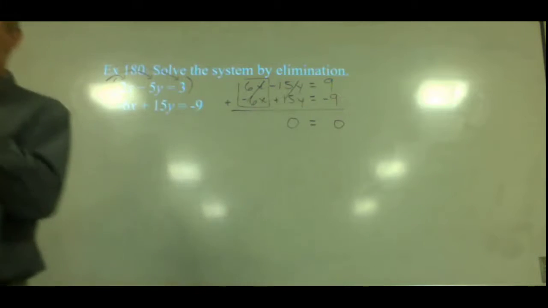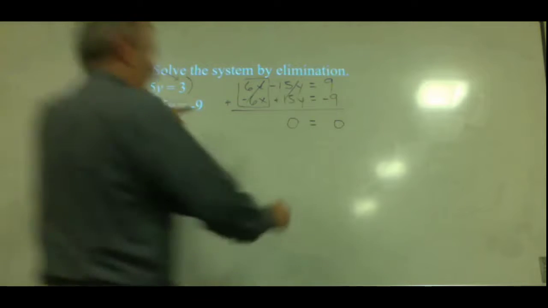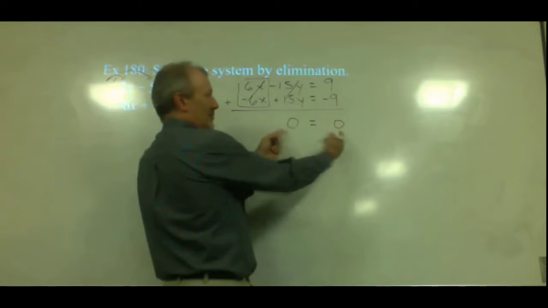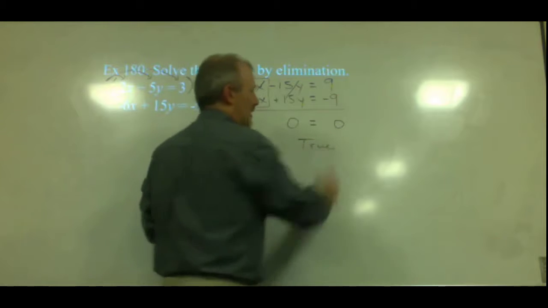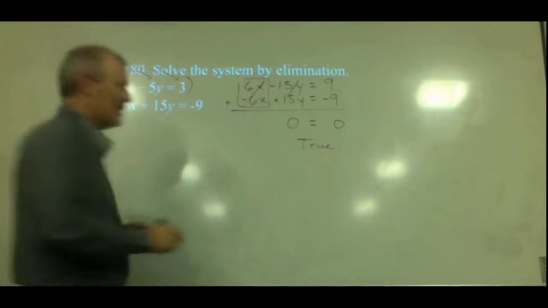Something like this happened with substitution, right? All the variables go away, then we have 2 options. What are the 2 options? It's either always true or always false, and this one is true or false? True. It's true. So what did that mean? Infinitely many solutions.